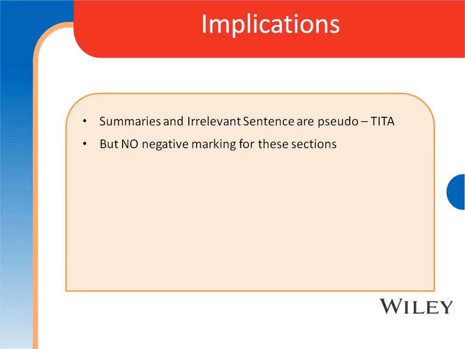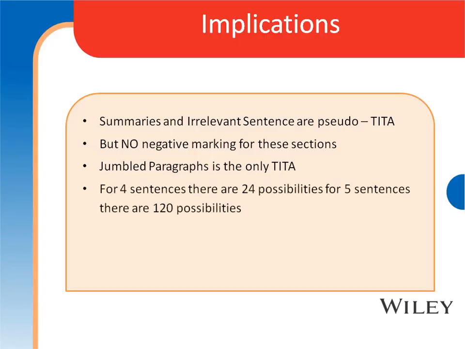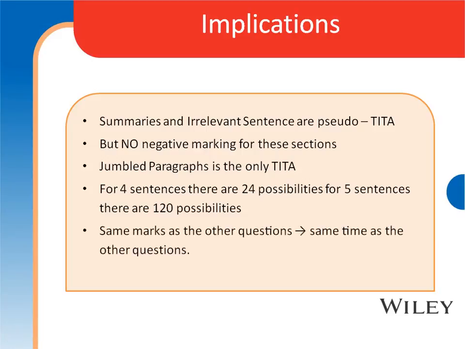Now, as far as jumbled paragraphs are concerned, since they are truly a TITA question, what it means is that if you have 4 sentences, you have 24 possibilities, and if you have 5 sentences in your jumbled paragraph, then there are 120 possibilities, right? Basic math, I'm sure you have done this for your mathematics section. So, are we rewarded for looking at 24 possibilities or 120 possibilities? No, of course not. The marks for jumbled paragraphs are the same as those for the other questions.